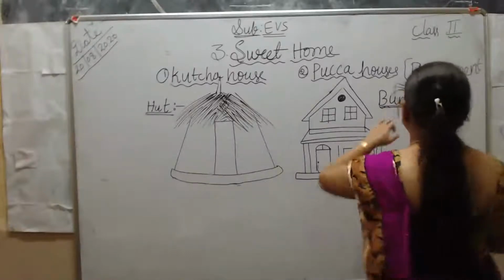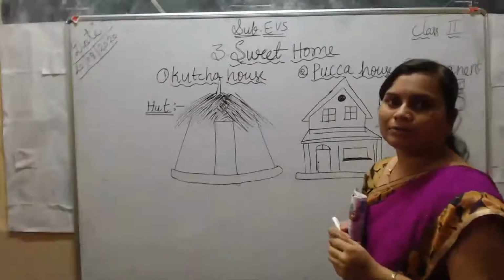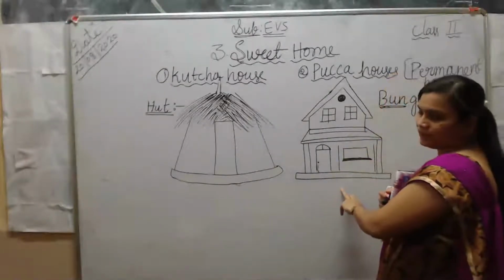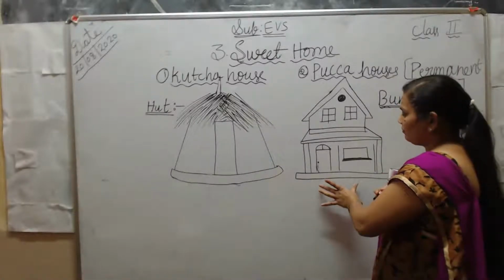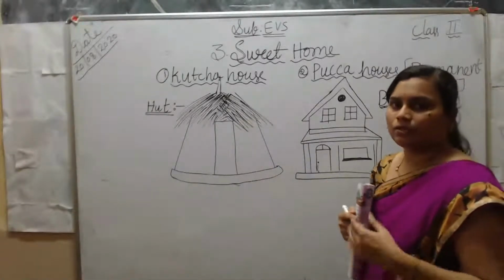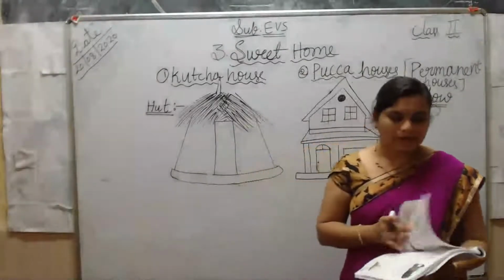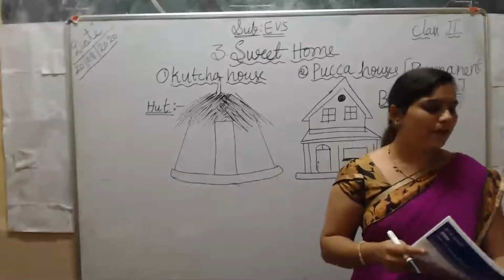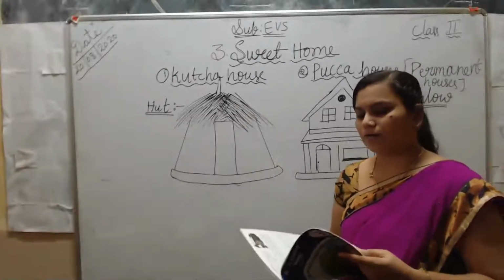Why do we call a pakka house a permanent house? Because it is fixed at one place. We do not carry that house. Okay. That's why we call it a permanent house. There are different types of permanent houses.